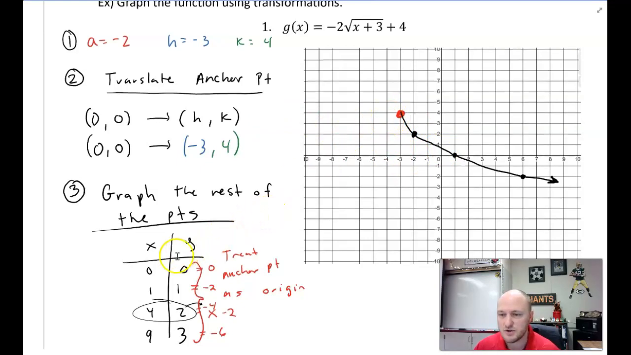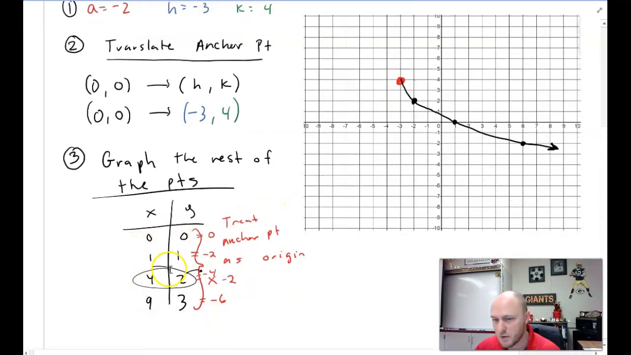Next, I used my parent function points here, 0, 0, 1, 1, 4, 2, 9, 3. And from my anchor point, I plotted those. Okay, so right 1, but instead of going up 1, I had to go down 2 because of our A value. Then I went right 4, and instead of up 2, I went down 4 because of our A value. Next, I went back to my anchor point, and I went right 9. Instead of up 3, I went down 6, again because of our A value.